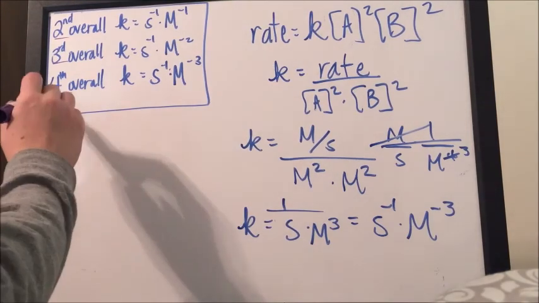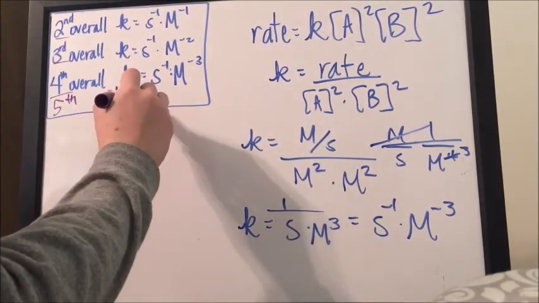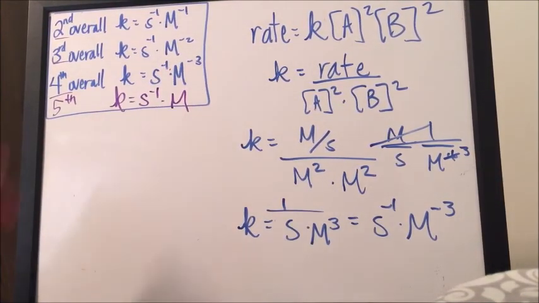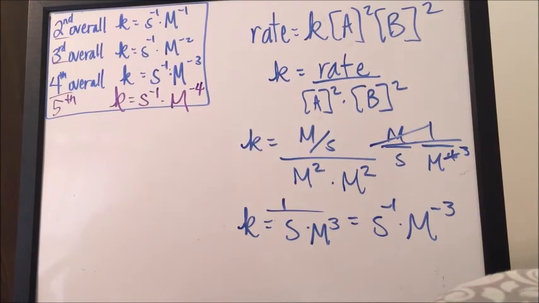So if we had to guess what fifth overall would be, notice that S hasn't changed. S is always going to be to the negative 1, and M has to be whatever added to the 1 makes the overall. So in this case, it would be to the negative 4. And you can use this to shortcut your units for K. Otherwise, you'd have to do it mathematically every single time, and that can get kind of cumbersome. But you can use this method to shortcut units for K. So there's a practice problem. Solve that for me real quick, and we will go over it in just a minute.